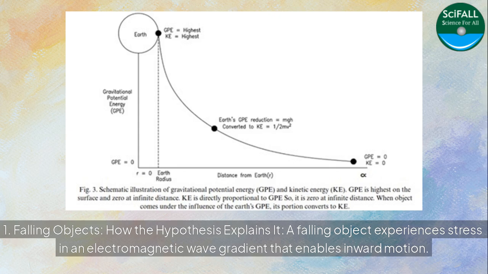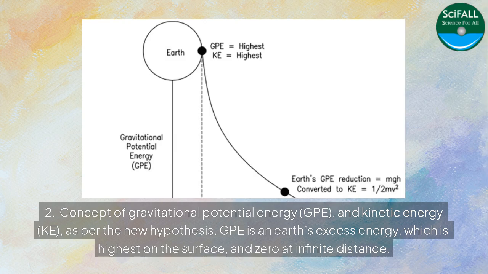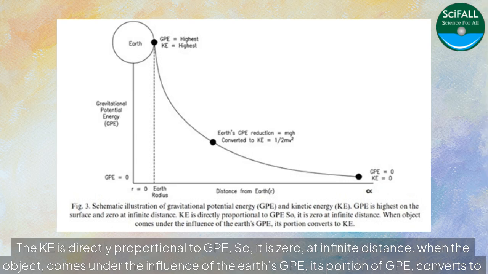Falling objects. How the hypothesis explains it. A falling object experiences stress in an electromagnetic wave gradient that enables inward motion. Concept of gravitational potential energy, GPE, and kinetic energy, KE, as per the new hypothesis. GPE is the Earth's excess energy, which is highest on the surface, and zero at infinite distance. The KE is directly proportional to GPE, so it is zero at infinite distance.